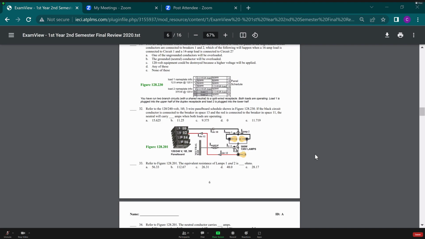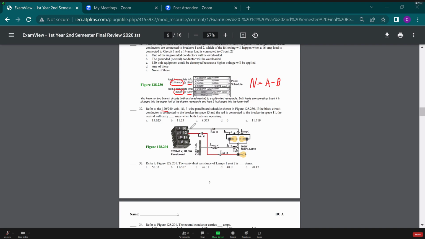This is going off of the same principle as the last question. The neutral amps is going to be the difference of A and B. So the difference of A and B, we need to figure out what those loads are. We have load 1 as 12.5 amps and load 2 as 375 watts. So we just need to convert load 2 into amps. For this question, we can take the nameplate as gospel because it's rated at 120 and we say that we're applying 120 to it. That's why I'm not going the resistance route.